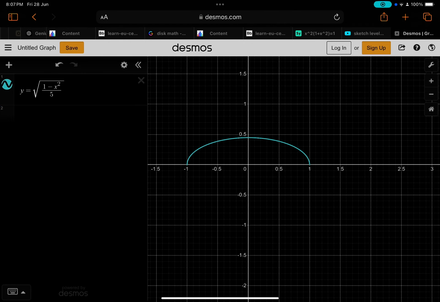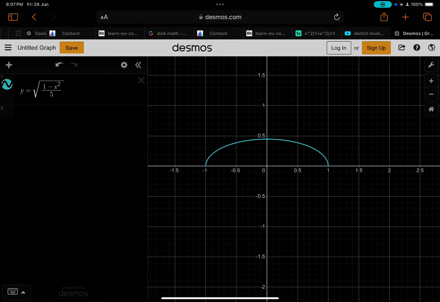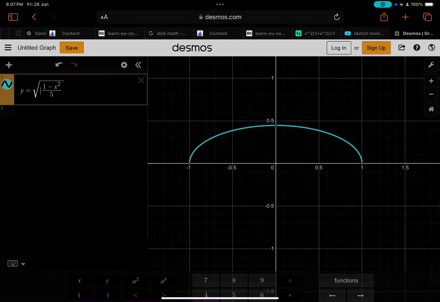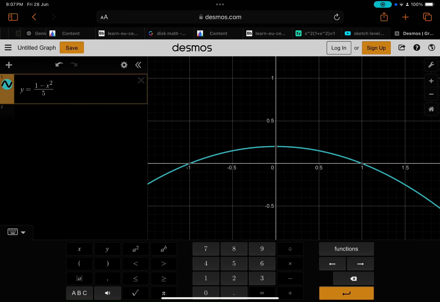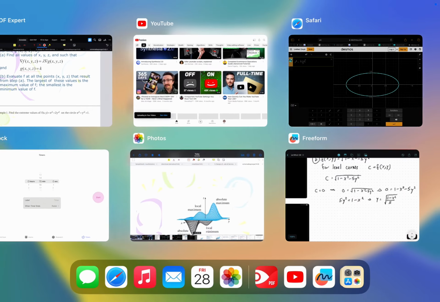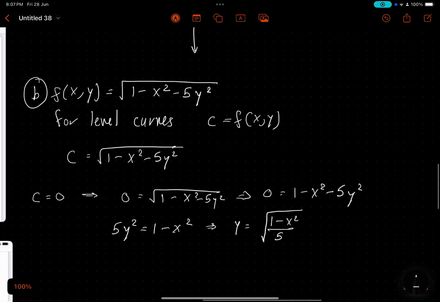Okay, so actually this looks like an ellipse. If we square this, yes, this is okay. So this is an ellipse. I should have known that. This really looks like an ellipse. Yes, that's correct, it does look like an ellipse.